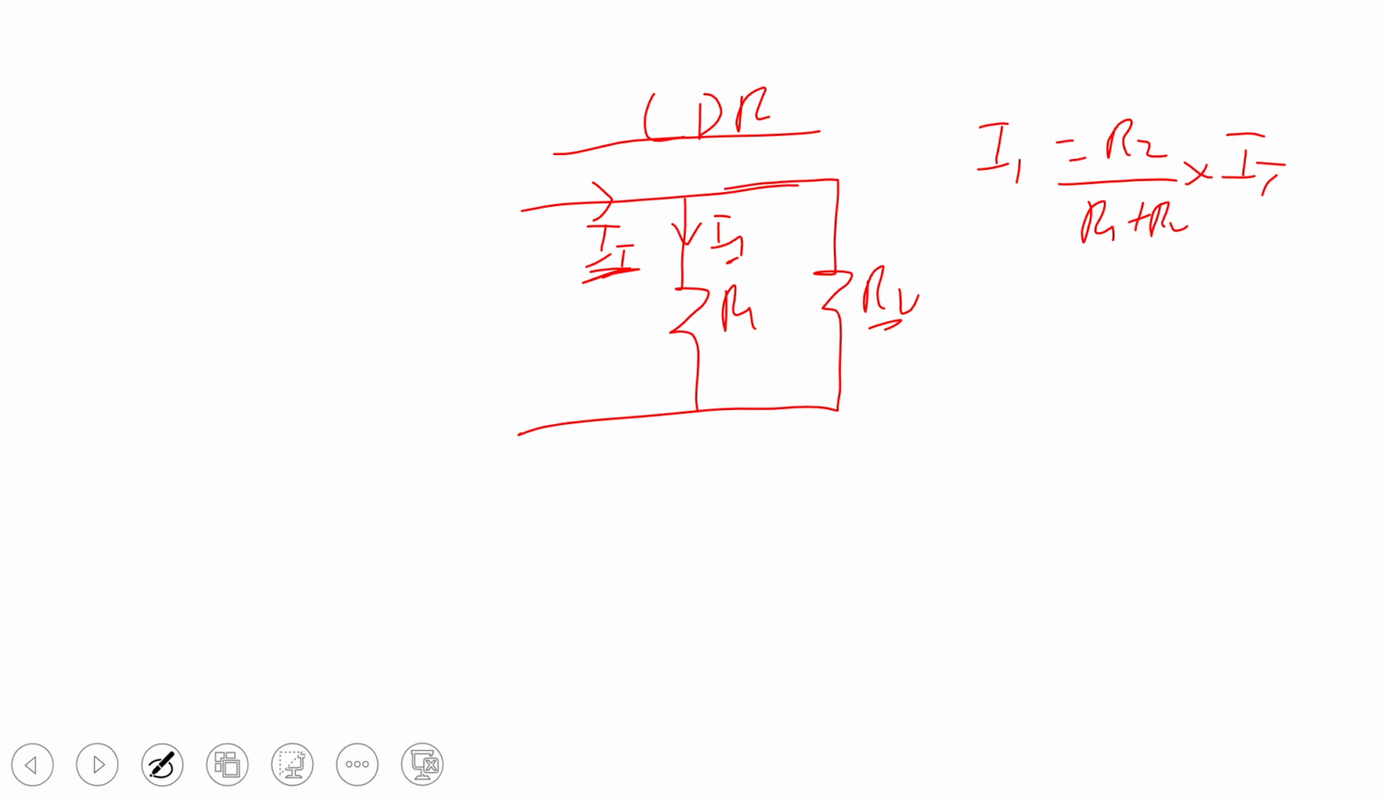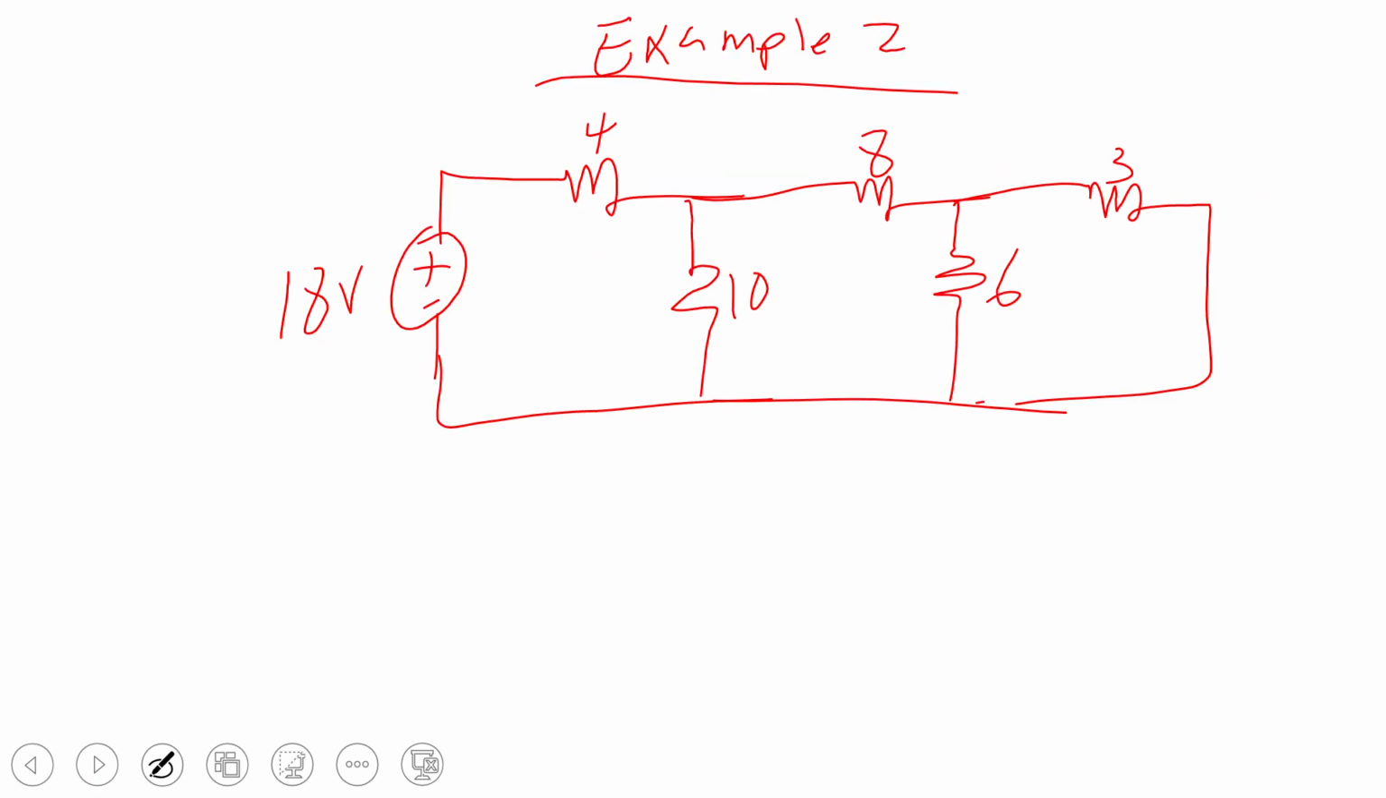So now, let's continue with a second example. Let's say, for instance, in this question, I want to know the current passing through this IA. For me to know the current passing through IA, I can also apply Kirchhoff's current law. But if I go through Kirchhoff's current law, it's going to lead me to about 3 simultaneous equations before I'll be able to come up with IA.